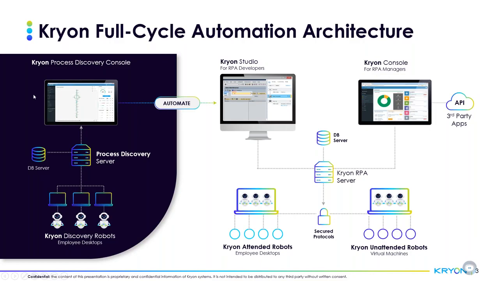So, a little background, Kryon's been around for about 12 years. We've had process discovery in the market for a couple of years now. It's really what sets us apart from a lot of the other vendors in the market, right? When we look at automation and full cycle, we spend a lot of that time in that discovery and analyze phase. So we're actually using AI technology.